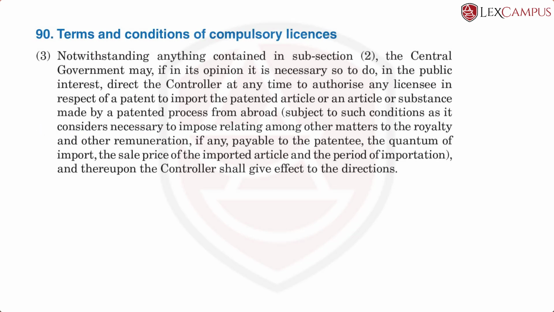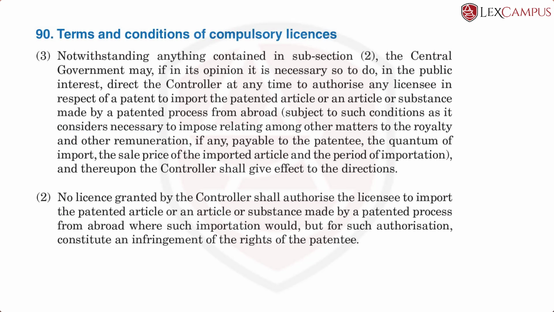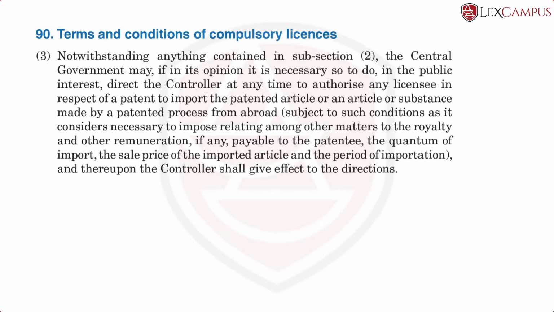3. Notwithstanding anything contained in subsection 2, the central government may, if in its opinion it is necessary to do so in the public interest, direct the controller at any time to authorize any licensee in respect of a patent to import the patented article or an article or substance made by the patented process from abroad, subject to such conditions that it considers necessary, and other remuneration, if any, payable to the patentee, quantum of import, sale price of the imported article and the period of importation. These are the conditions that the controller shall take into consideration, and thereupon the controller shall give effect to the directions. Now there is an exception. In some cases the central government may say that parties are allowed to import.